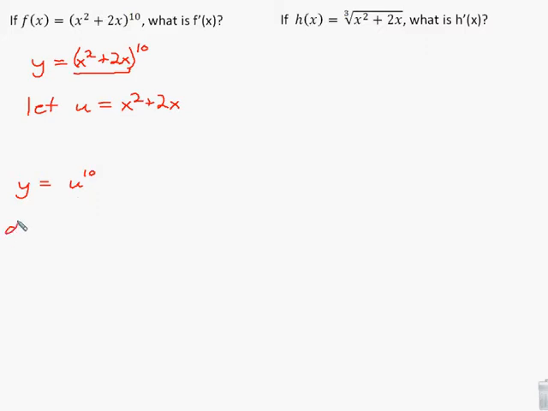So dy equals, and this is a power, so 10u to the 9th du. So this is the differential of this one, but we want it in terms of x. Our original was in terms of x, so we want to find the derivative in terms of x. So what we need to do is substitute back in. So we get dy equals 10u to the 9th. Well, we notice up here that u is simply equal to x squared plus 2x, so 10 times x squared plus 2x. Oops, I forgot the 9th here. I apologize. To the 9th.